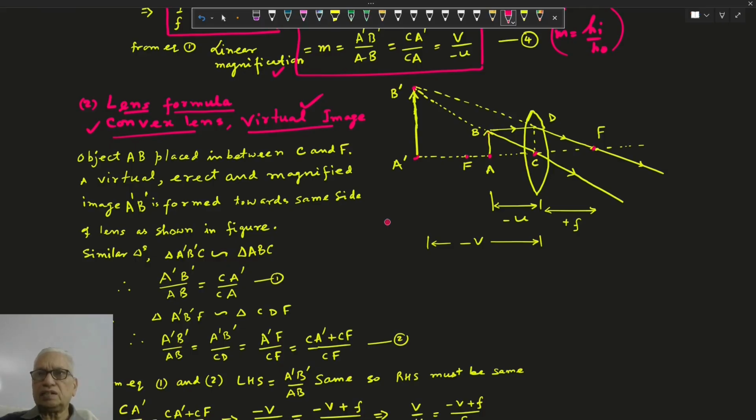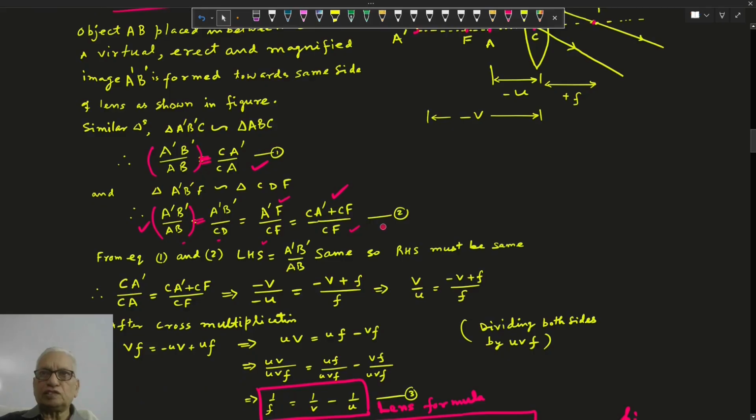Again, similar triangles A'B'C and ABC: the corresponding side ratio A'B' upon AB is equal to CA' upon CA. And the other triangles ABF and A'B'F: corresponding side ratio A'B' upon AB, always size of image upon size of object. AB and CD are both the same. So the corresponding side ratio is A'F upon CF. Now A'F can be written as CA' minus CF.